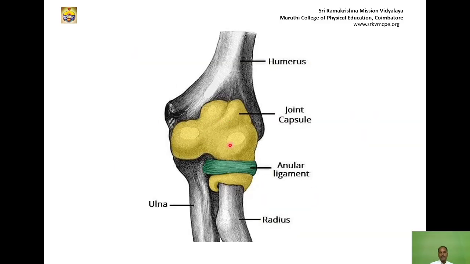So this is the ulnar ligament. This is the annular ligament, this is the ulna, this is the radius. This bone is joined together, this bone is joined here, this is the annular ligament. This is the example for a ligamentous joint.